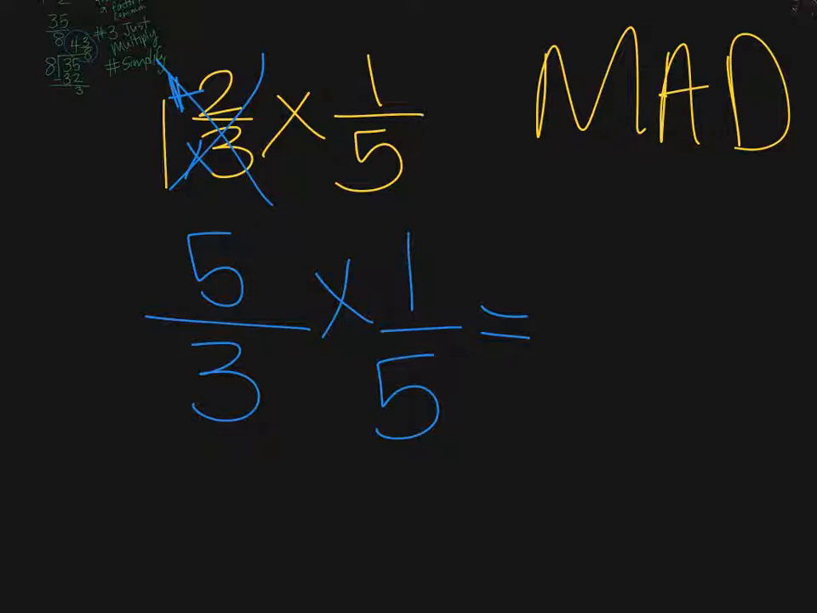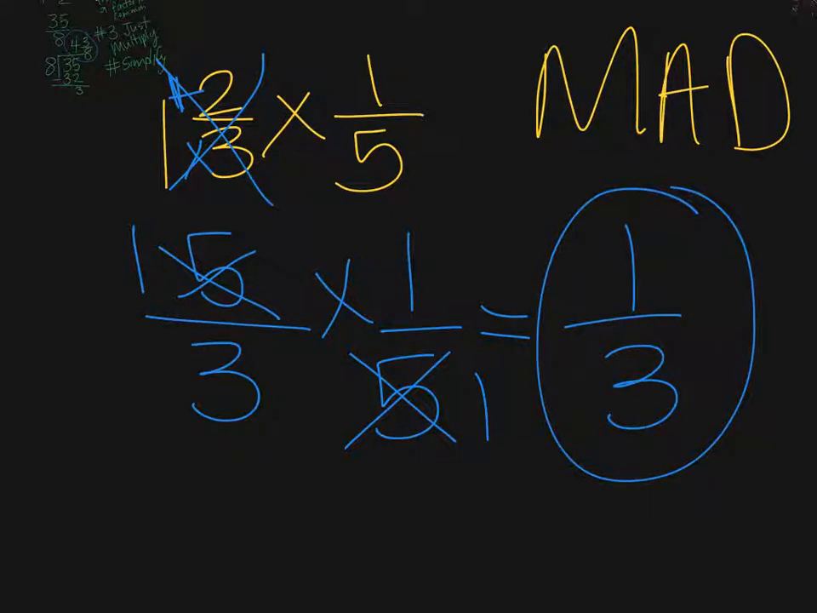So we can mark out 5, make it a 1. Mark out 5, make it a 1. Because we divided both numbers by 5. Very good. All right. What's 1 times 1? 1. 3 times 1? 3. We got 1/3.